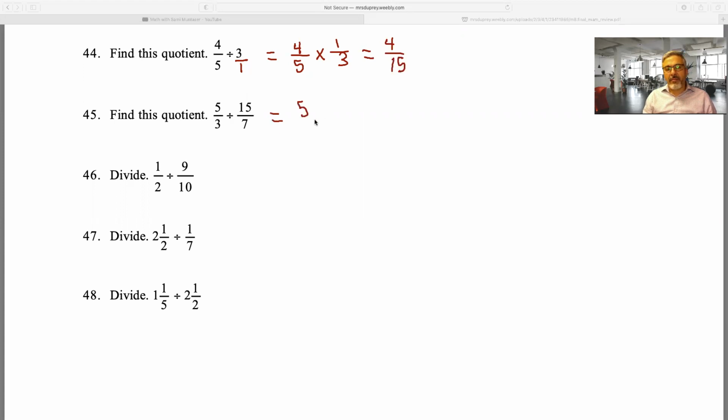This one would be 5/3 times 7/15. We can reduce the 5, it goes into itself once, it goes into 15 3 times. Cannot reduce anymore, so 1 times 7 is 7.